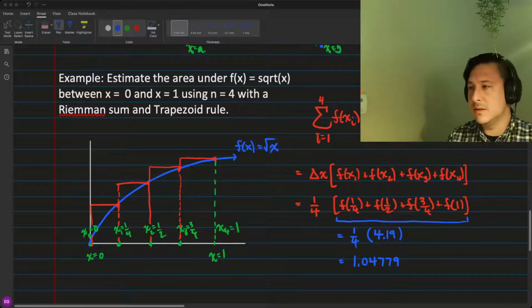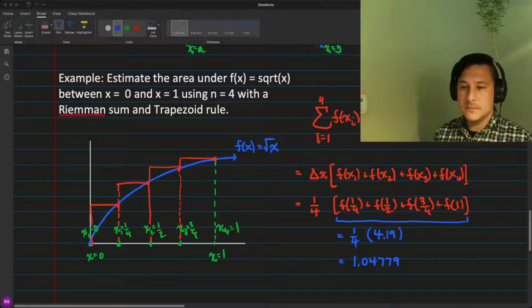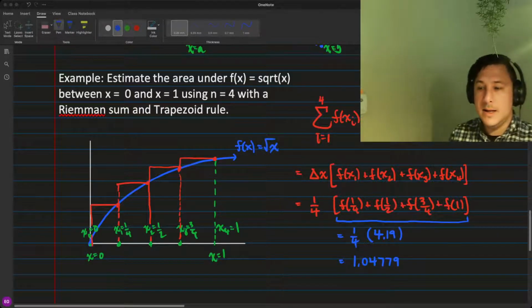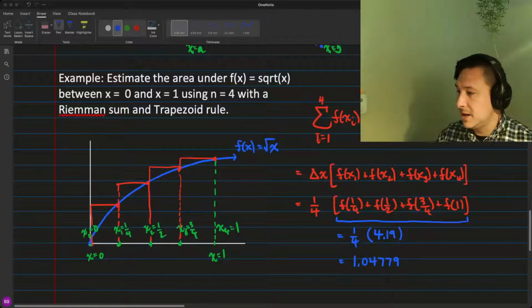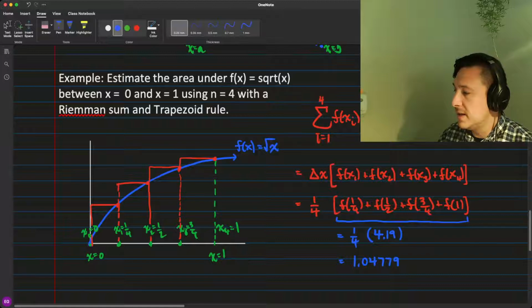Creepy though, yes? Okay, everyone, what do we know about this estimate here? The 1.04779 in relation to the actual value.